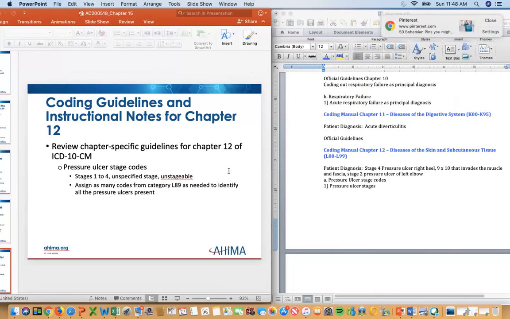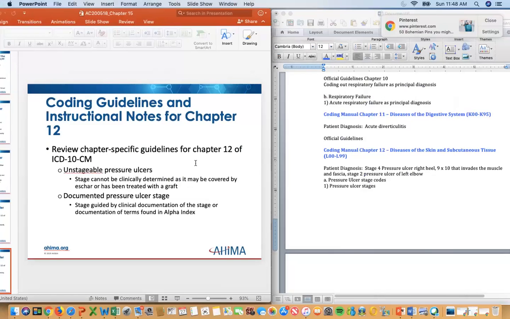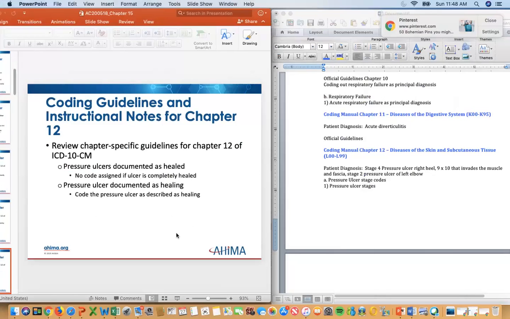Okay. And hang on here, just going to make a note of that in the PowerPoint. Then we move up to unstageable pressure ulcers, documented pressure ulcer stage again, and those are found in your alphabetical index. So we do have it documented. And then the guideline for pressure ulcers documented as healed, which is not true here. Pressure ulcer documented as healed and healing.